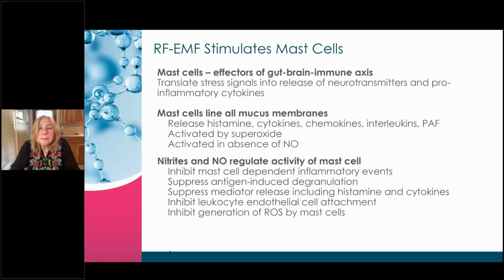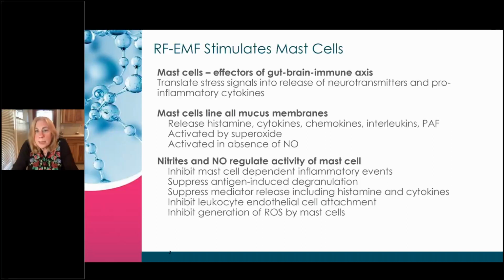EMF stimulates mast cells. So these mast cells, these are effectors of the gut-brain immune axis. They translate these stress signals into release of neurotransmitters and these pro-inflammatory cytokines. Think neuroinflammation. So mast cells line all mucous membranes and they release histamine, cytokines, chemokines, interleukins, platelet activating factors. They are activated by superoxide and they're activated in the absence of nitric oxide.